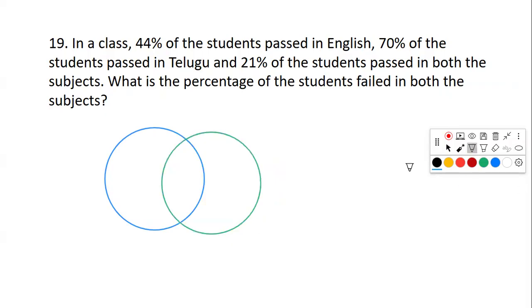So 44% of the students passed in English. Say this is English and he says 44%. 70% passed in Telugu. 21% of the students passed in both. This is very, very important. So this is the area of intersection, okay? So you will mark 21% because it is both. Wherever it is intersected, that area is the intersection of both and that is 21%.